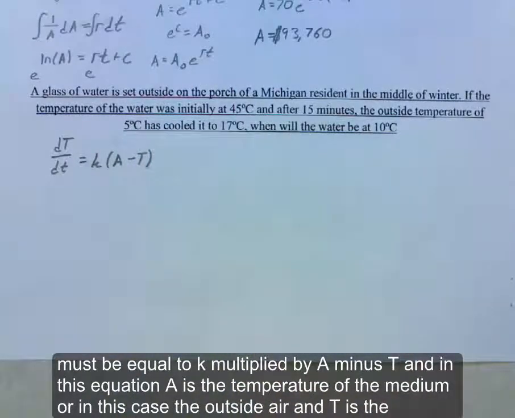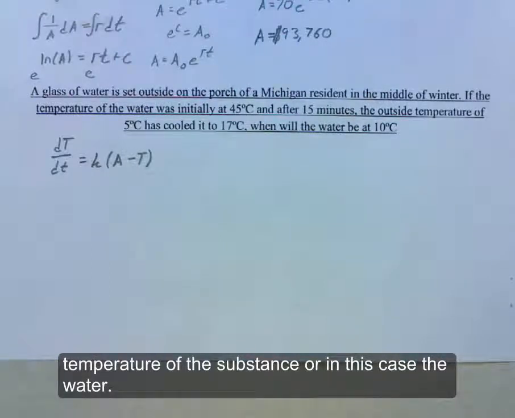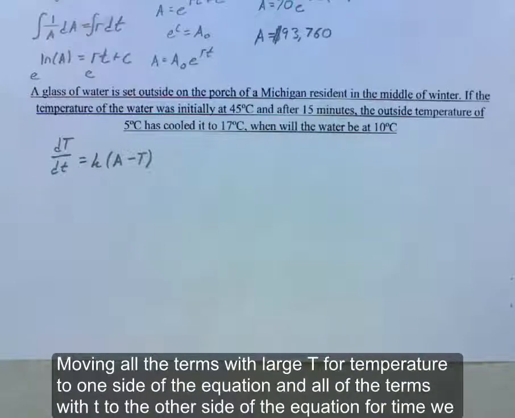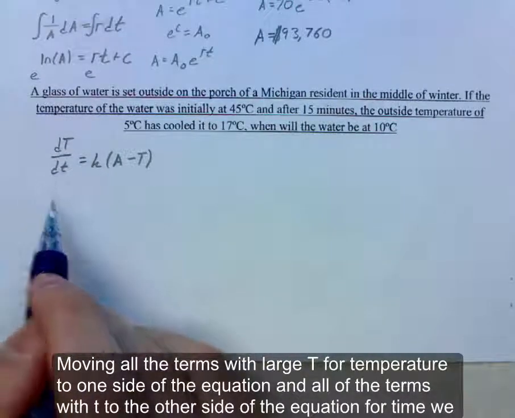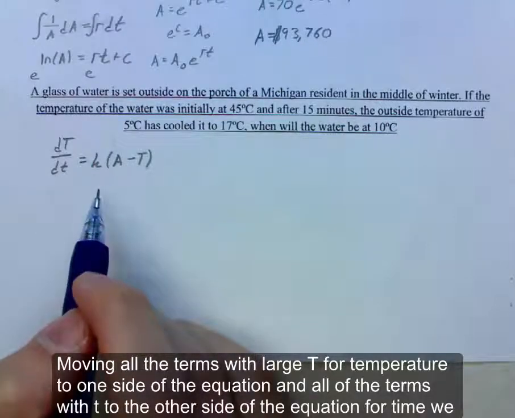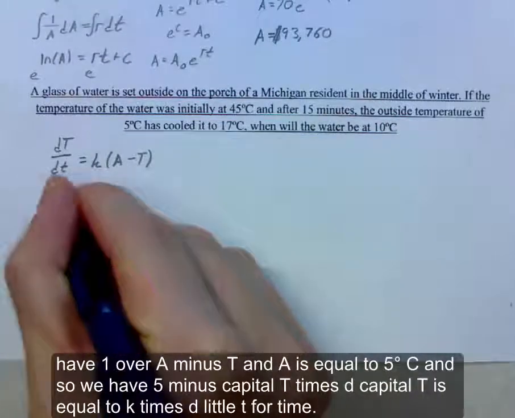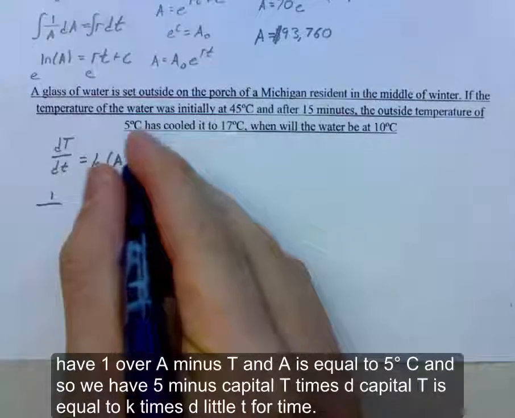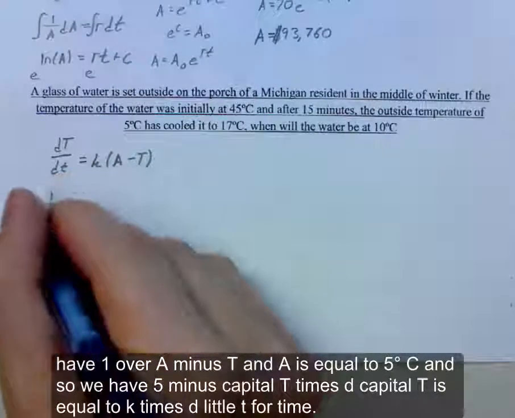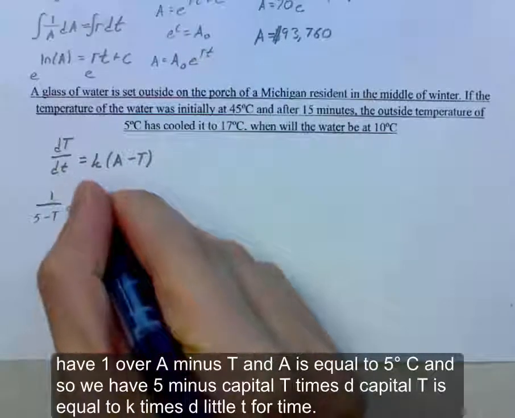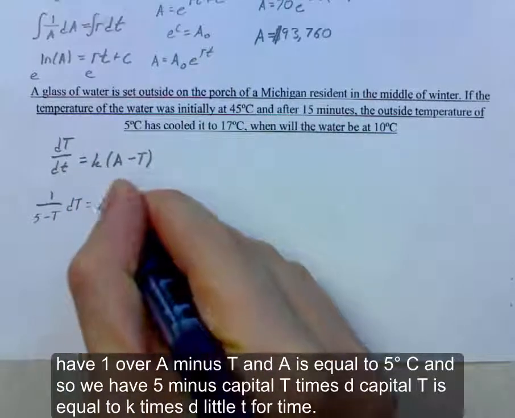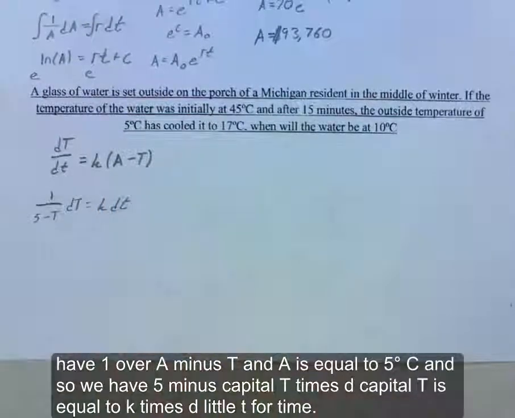In this equation, A is the temperature of the medium, or in this case the outside air, and T is the temperature of the substance, or in this case the water. Moving all of the terms with large T for temperature to one side of the equation and all of the terms with t for time to the other side, we have 1 over A minus T, and A is equal to 5 degrees Celsius, and so we have 1 over 5 minus capital T times dT is equal to K times dt for time.